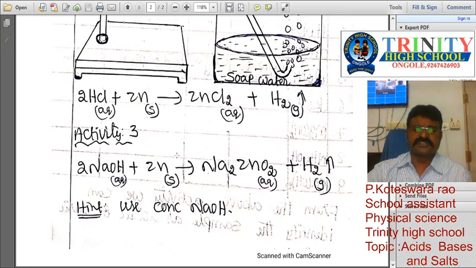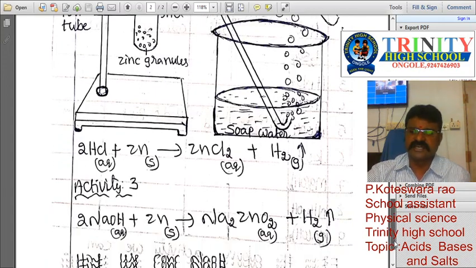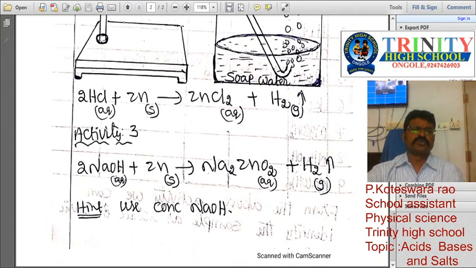So this is the precaution, and the remaining is all the same. The equation we already wrote, and the diagram is also the same, but in place of HCl we want to write NaOH. Everything else is the same. Here we test hydrogen gas in the same way, with soap water, and it can be expressed with the help of this equation.